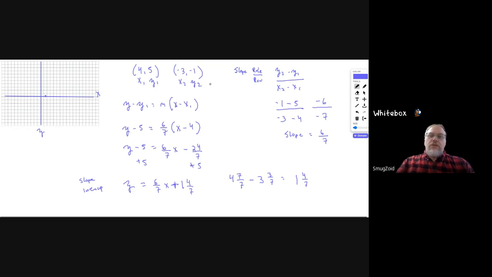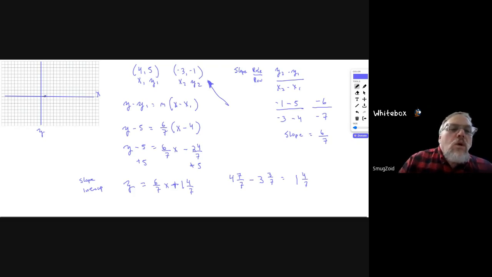So the first thing you want to do is go ahead and plot these two points right here on the graph. So 4, right? 1, 2, 3, 4. Then I go up 5. 1, 2, 3, 4, 5. That puts them here. So this would be 4, 5. Then I'll plot minus 3. 1, 2, 3. Minus 1 goes here. So this would be minus 3, minus 1.